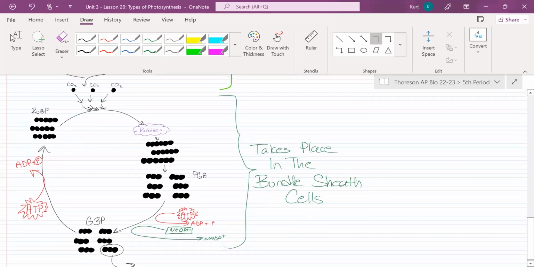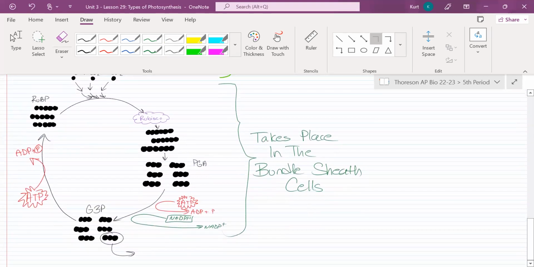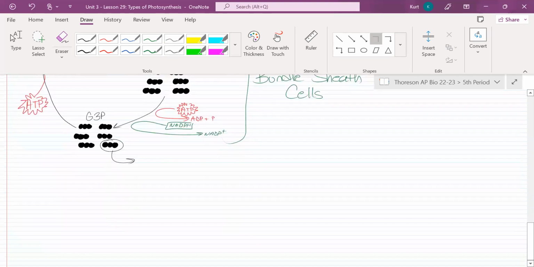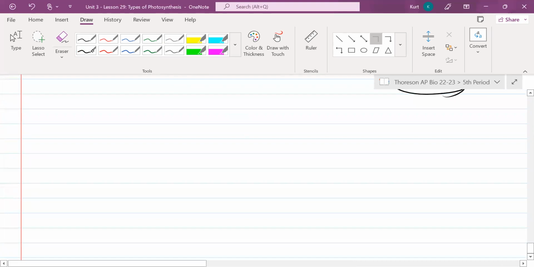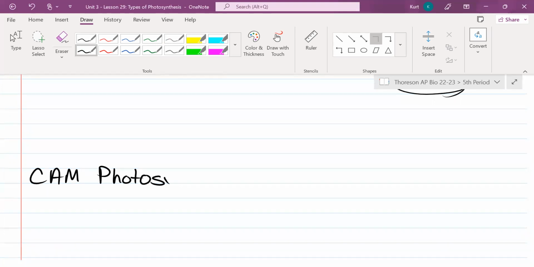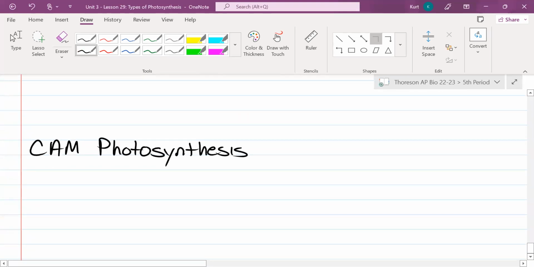Okay. Let's see. I think that's all of it. All right. And now let's get to the last type of photosynthesis I have for you today. It is called CAM photosynthesis. You do not have to know what CAM stands for, but just in case you're curious, here's what it means. I have to look this up to make sure I get the spelling right.